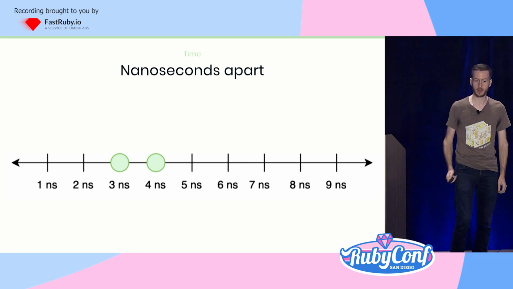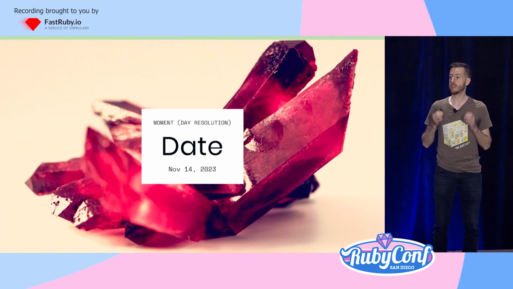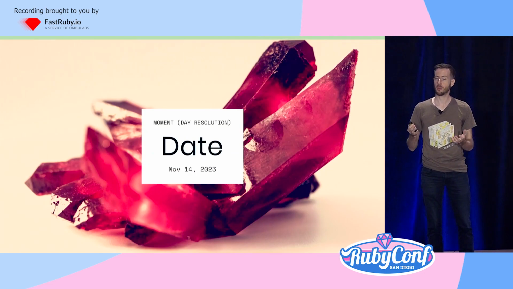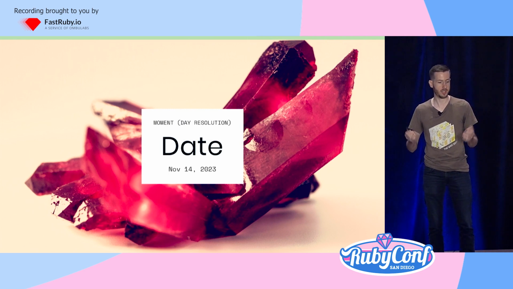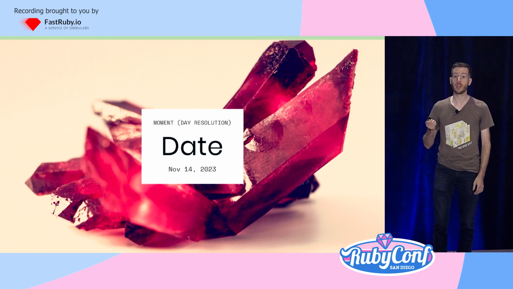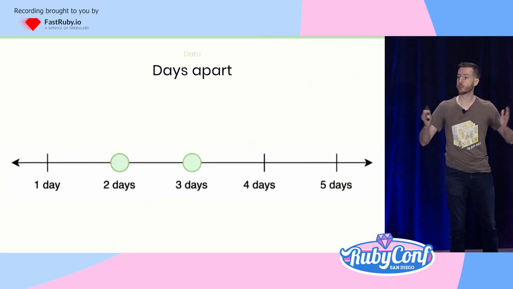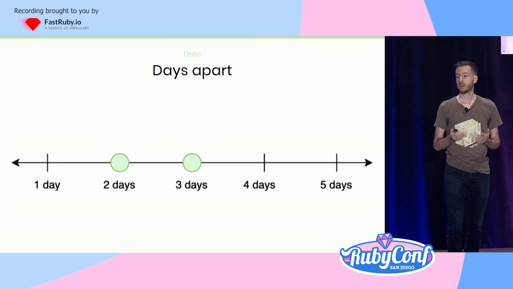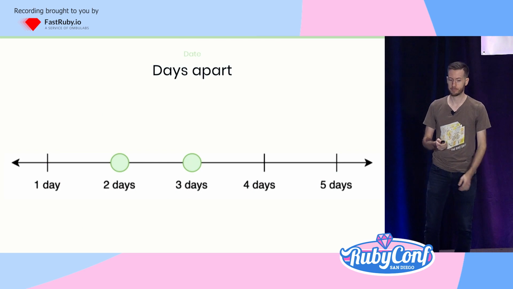Contrast this with something like the Date class. Date is also representing a moment, a point in time, but it represents moments like November 14th, 2023. No more details. This is a resolution of 1 day. So the same thing, we've got our timeline, we've got our tick marks, but now they're a little bit further spread apart. Two instances of Date can be at closest 1 day apart.